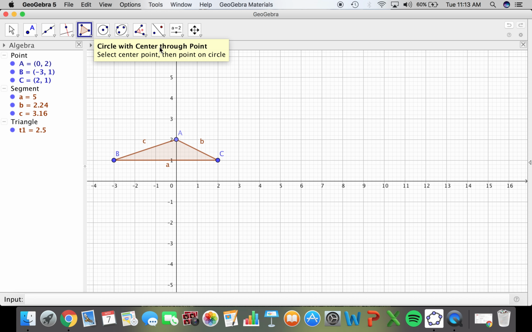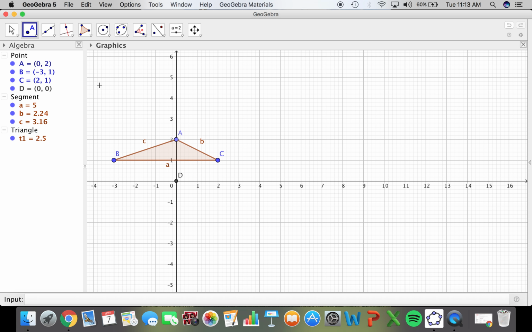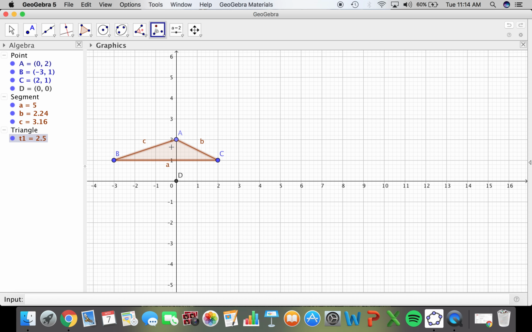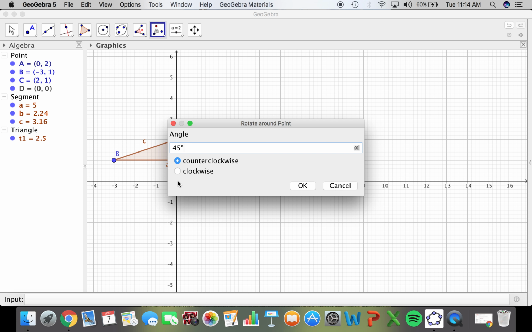And the first thing I want to do is rotate this triangle 180 degrees. And I'm going to rotate it about the origin. So I need to put a point on the origin, which is 0, 0, and this is point D. So I'm going to rotate around point D. So I'm going to come over to this transformation function. I'm going to select rotate around a point. I'm going to select triangle and point D, and we're rotating 180 degrees.